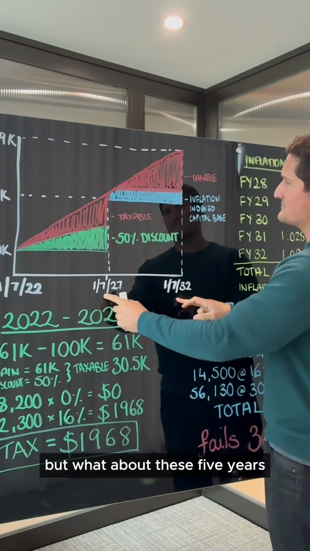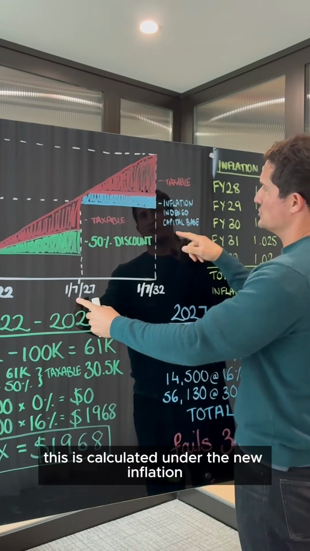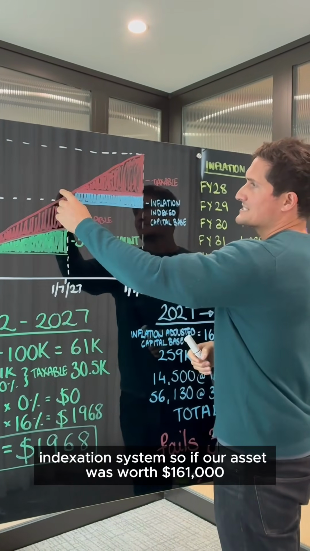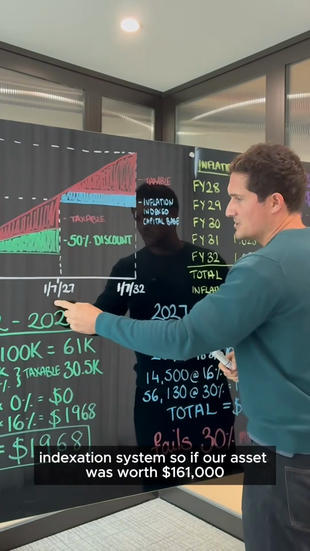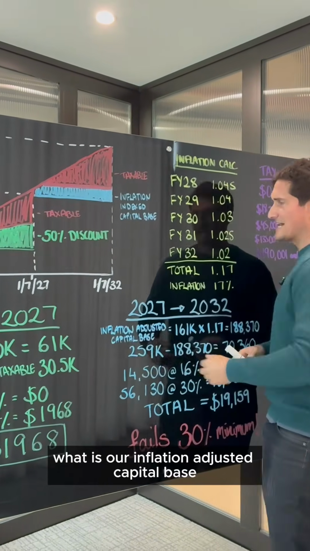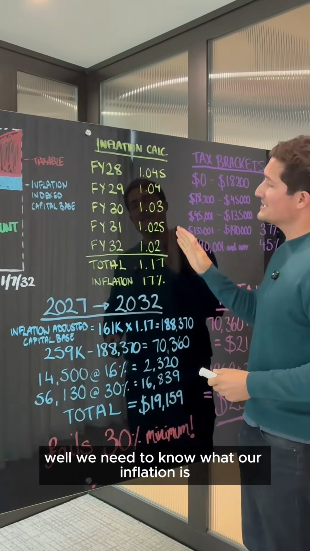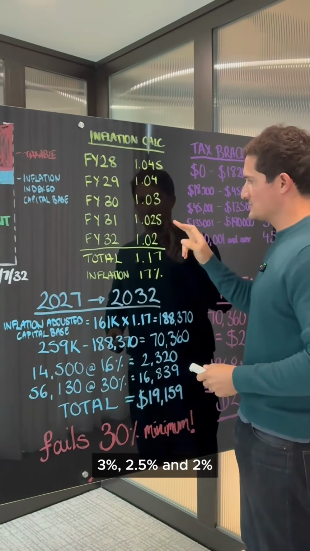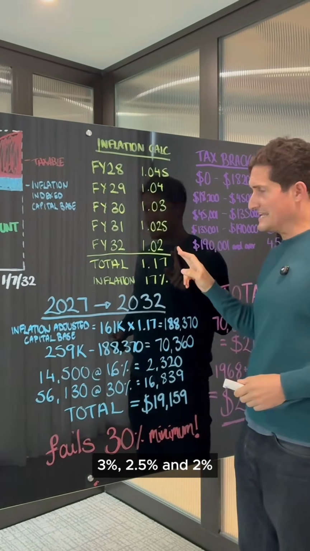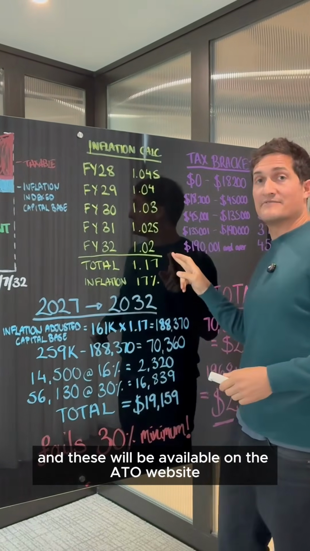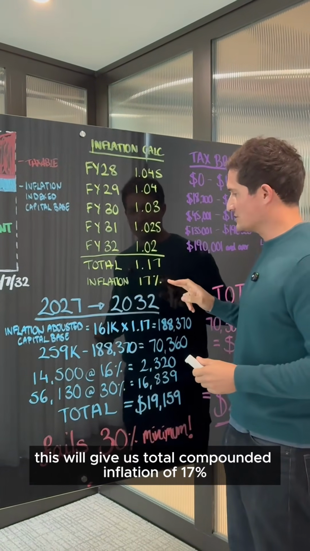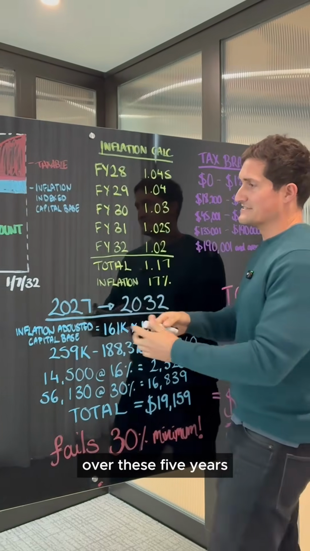But what about these 5 years? This is calculated under the new inflation indexation system. So if our asset was worth $161,000, what is our inflation adjusted capital base? Well, we need to know what our inflation is. Okay, now we've assumed it was 4.5%, 4%, 3%, 2.5%, and 2%. Now, if we times all these together, and these will be available on the ATO website, this will give us total compounded inflation of 17% over these 5 years.